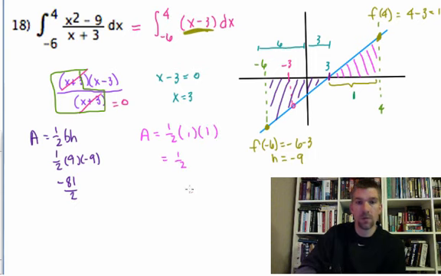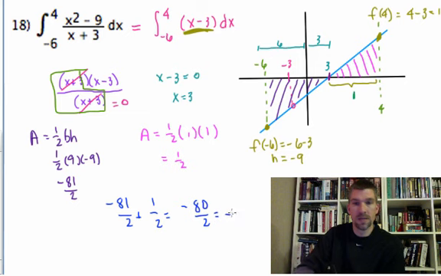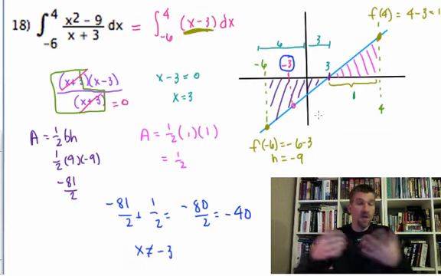which is 1/2. So how do I evaluate the integral? I take negative 81 over 2 plus 1/2. And that's going to be negative 80 over 2, which would give us negative 40 as our integral. And the point that we are discontinuous at is at negative 3. So x cannot be negative 3. And that takes care of this particular problem.